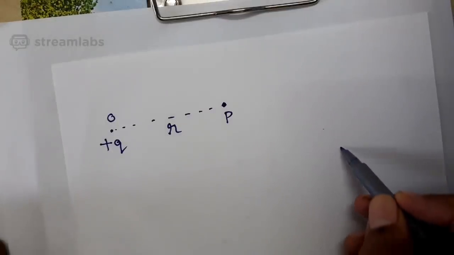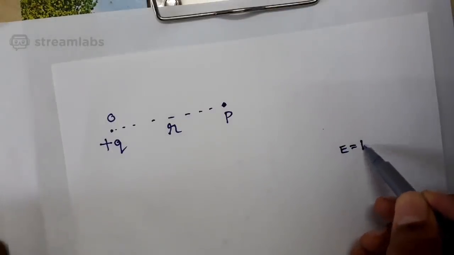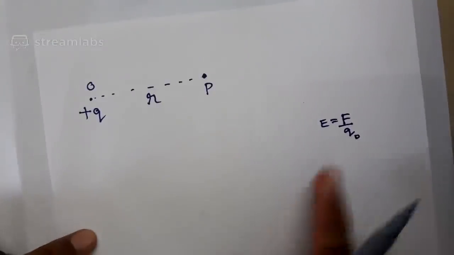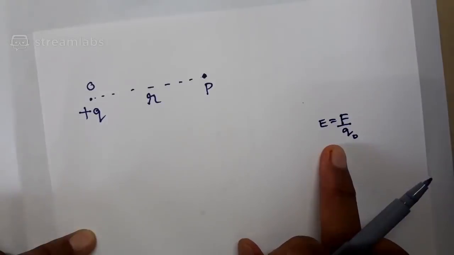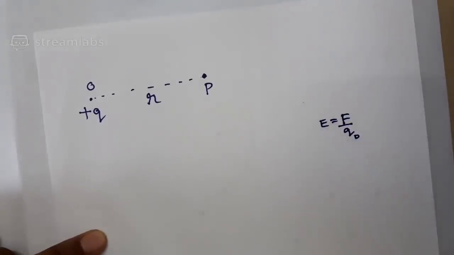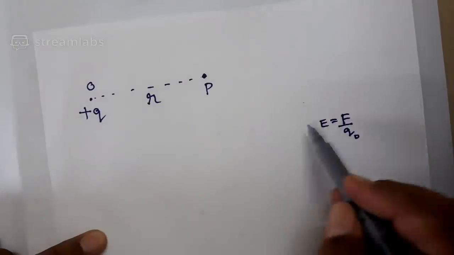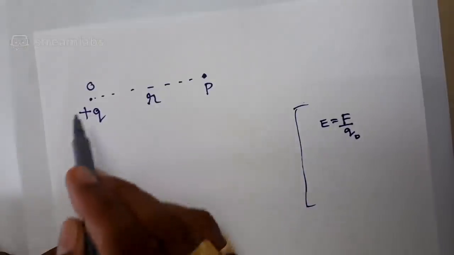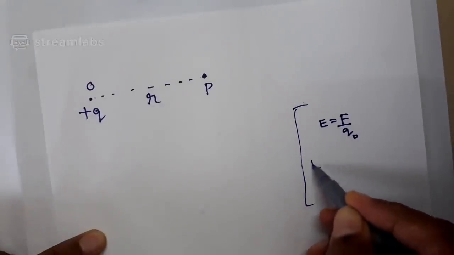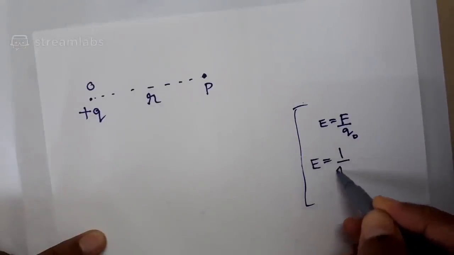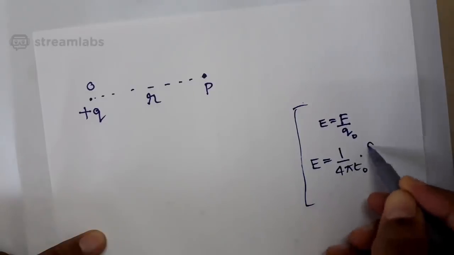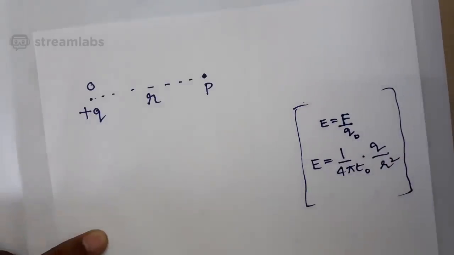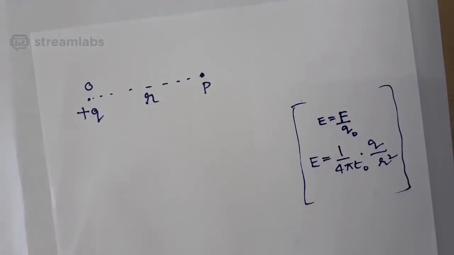If I recollect, electric intensity at a point is defined as the force experienced by the unit positive charge placed at that point, correct? And even in the previous chapter you have derived the expression for electric intensity at a point P due to a plus Q charge. If you recollect, the formula you got was 1 by 4 pi epsilon naught into Q by R square. This formula you have derived.